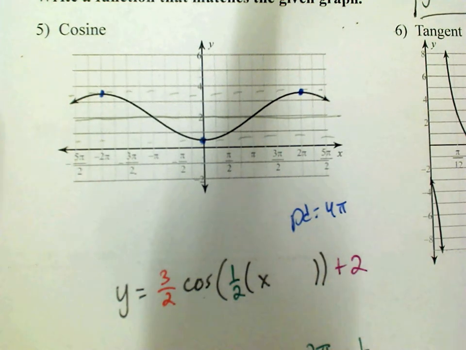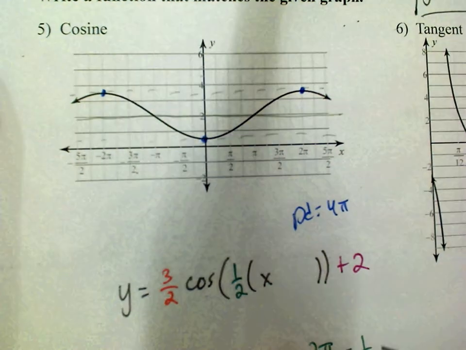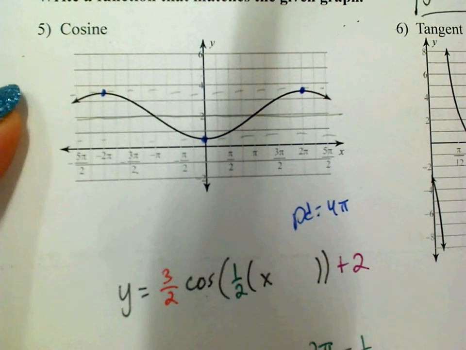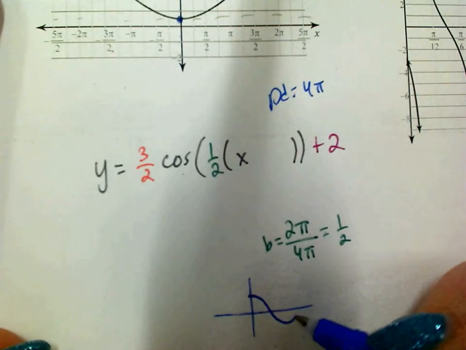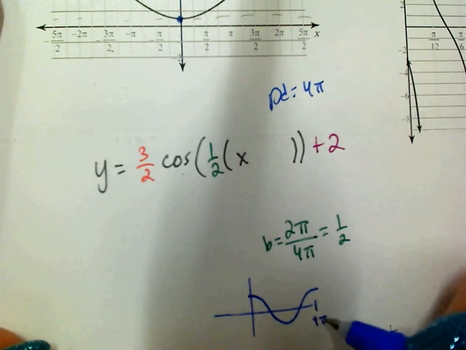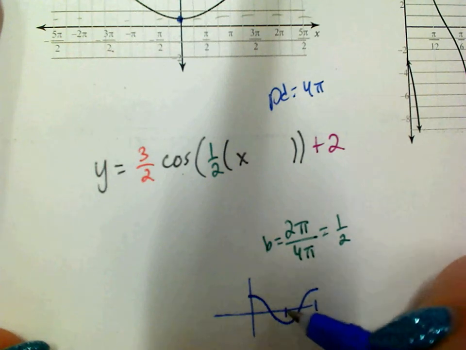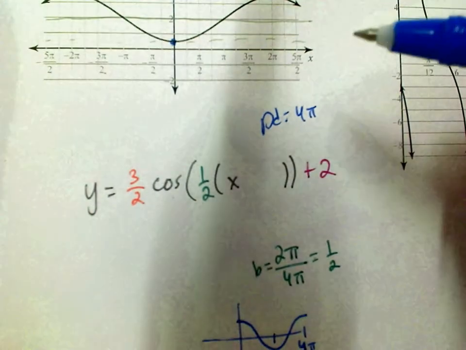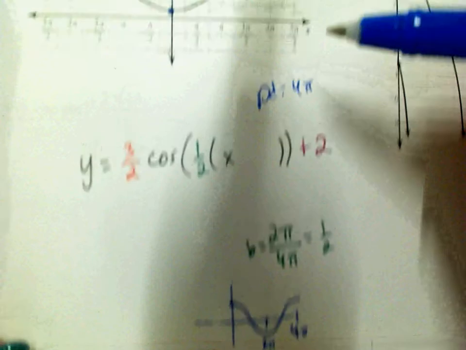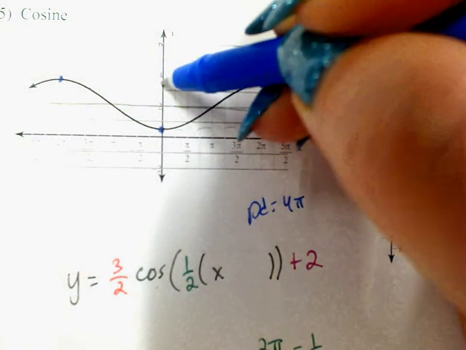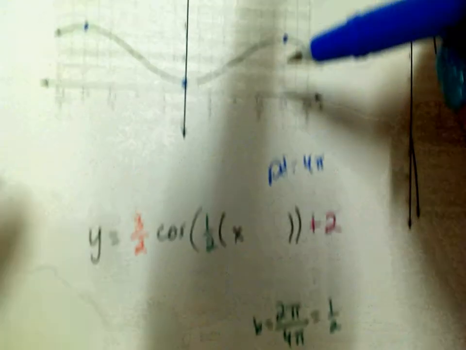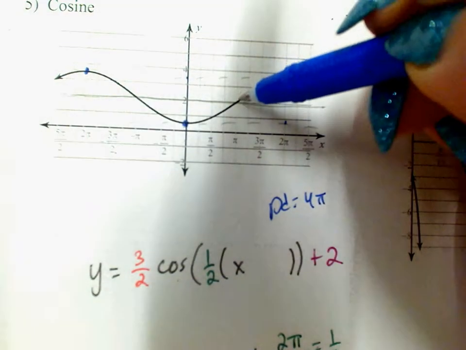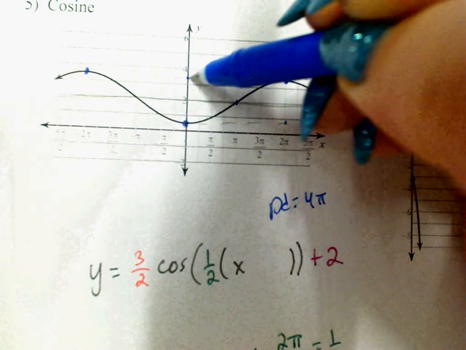My normal cosine wave with a period of 4 pi would look like this. I've got a cosine wave that starts up here, does this, and does that, with this being 4 pi and this being 2 pi. So if I were to sketch a regular cosine wave with a period of 4 pi, it would start up here. It would have a minimum at 2 pi, and then it would cross halfway through at pi. So this would be the normal cosine wave.